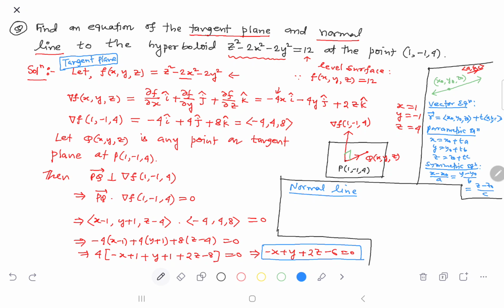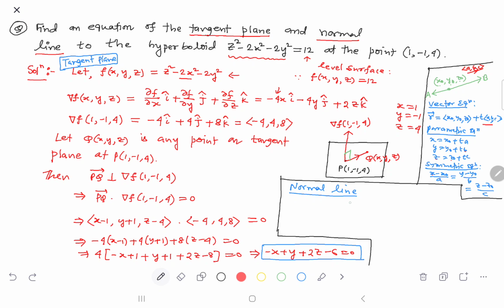So if we have a straight line and we know a point on it, x0, y0, z0, and a vector parallel to it having components a, b, c, then the vector equation is given by (x0, y0, z0) plus t into that vector. Parametric is given by x equal to x0 plus ta, y equal to y0 plus tb, z equal to z0 plus tc. Symmetric equation is given by (x minus x0) by a, (y minus y0) by b, (z minus z0) by c. Clear?